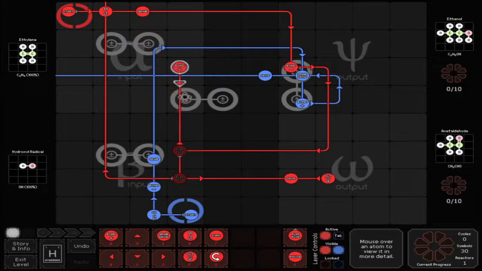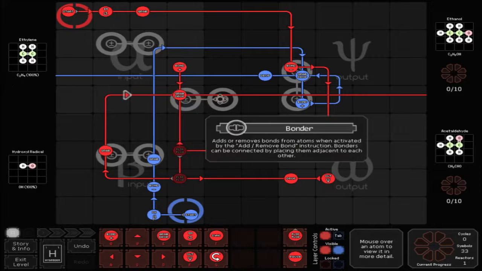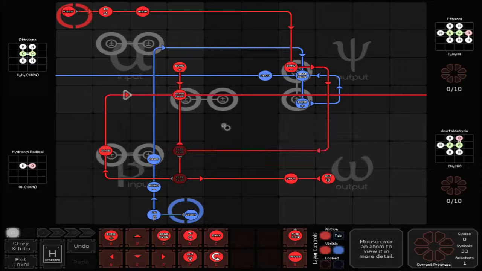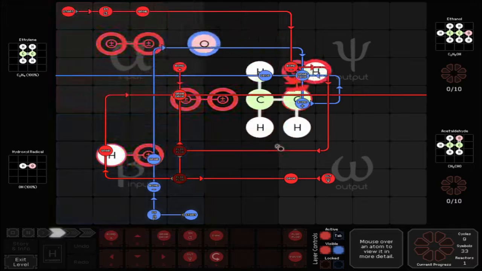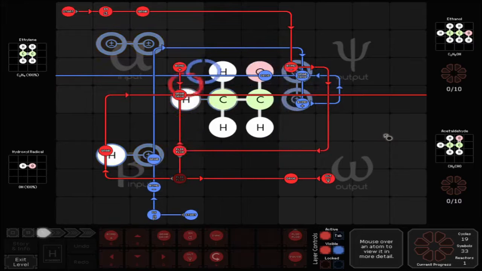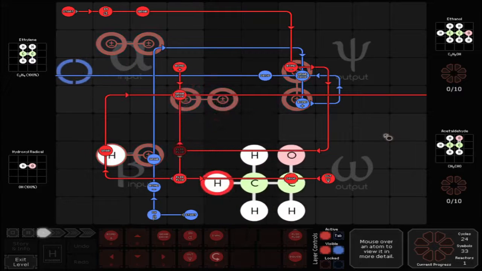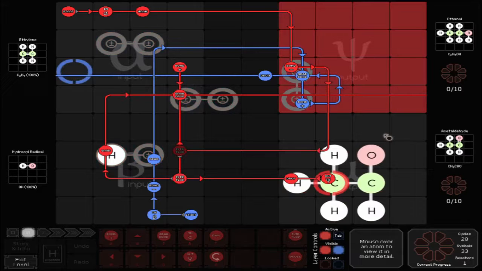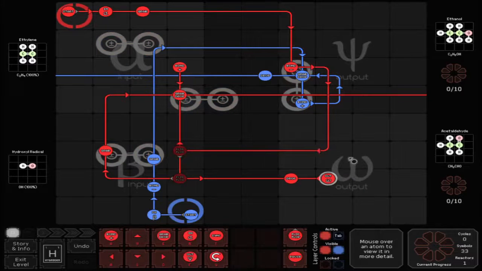Alright, so what if I expand this and make it not a bond, a grab drop? Should still work, but then red can carry the hydrogen atom away, and things are getting really complicated. I hope I can still do this. Let me just see if it makes the acetaldehyde first before I go any further. And it does. Although, I do have to change it to output omega.